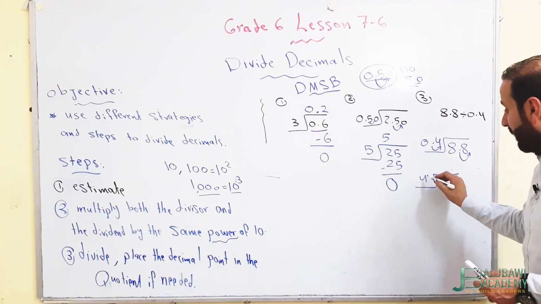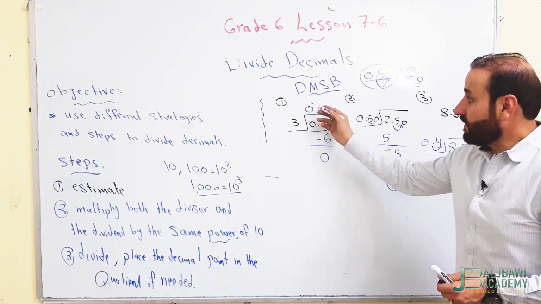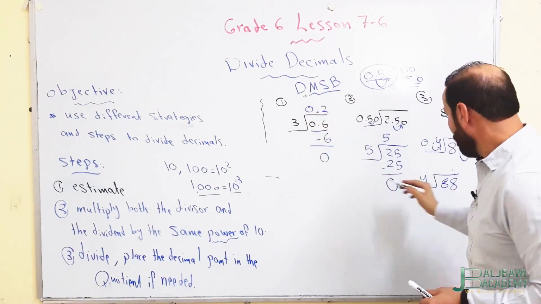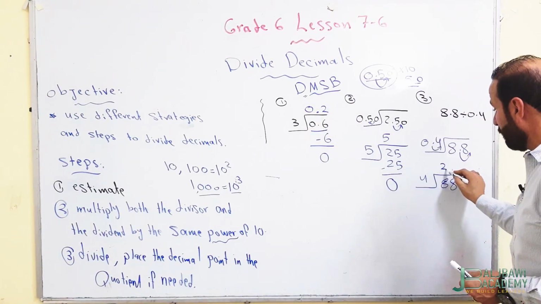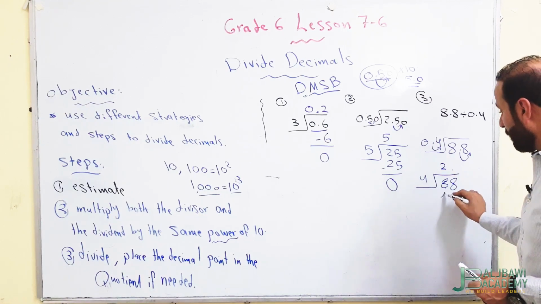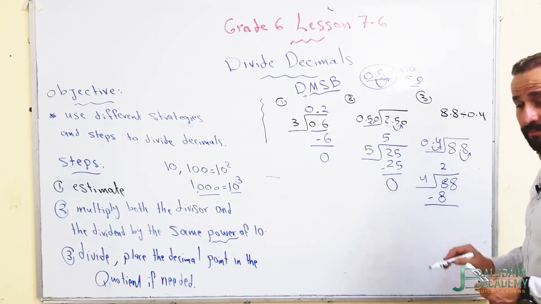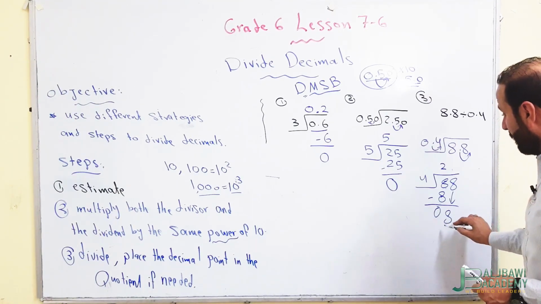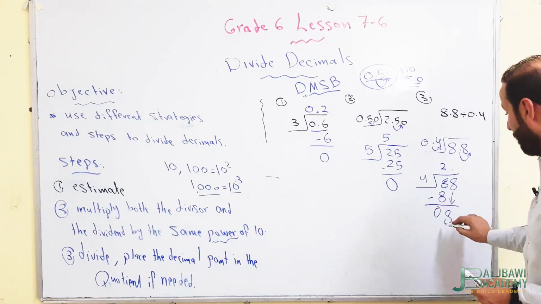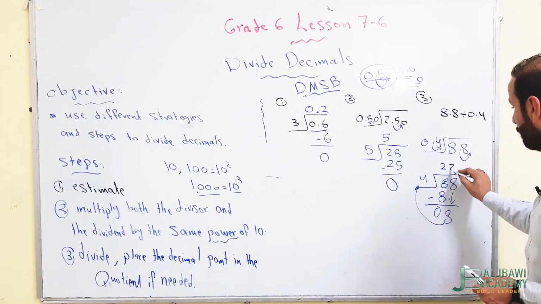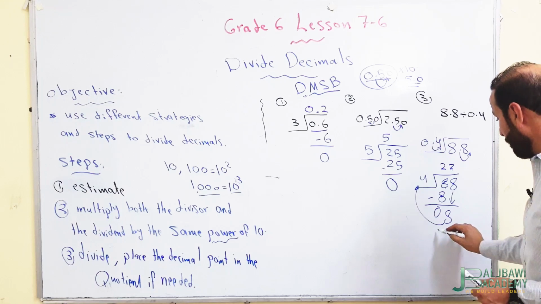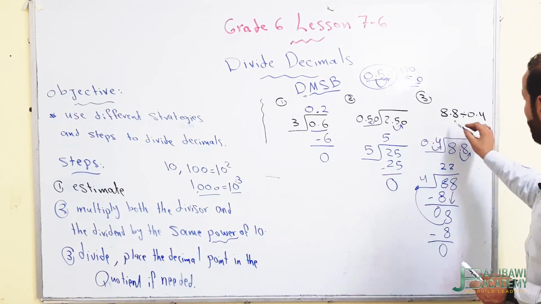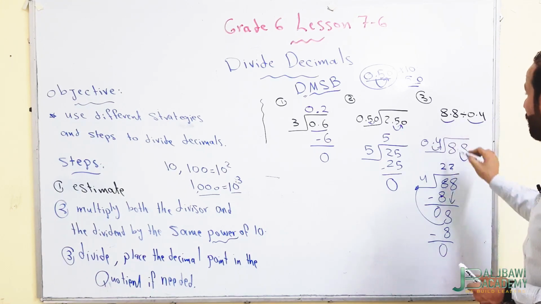So 8 divided by 4, as we know the steps, does McDonald's sell burgers? We divide. So 8 divided by 4 equals 2. 2 multiplied by 4 equals 8. Then we subtract them, equals 0. Then we bring the 8 down. Now again, the same cycle, 8 divided by 4 equals 2. 2 multiplied by 4 equals 8. When we subtract them, equals 0. So 8.8 divided by 0.4 equals 22.